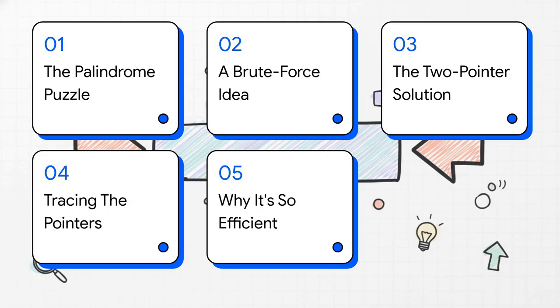Here's the game plan for this explainer. First, we'll really dig into the puzzle itself. Then we'll look at a common kind of brute force idea before we unveil the much smarter two-pointer solution. After that, we'll actually trace the pointers to see how they work. And finally, we'll talk about why it's just so darn efficient.